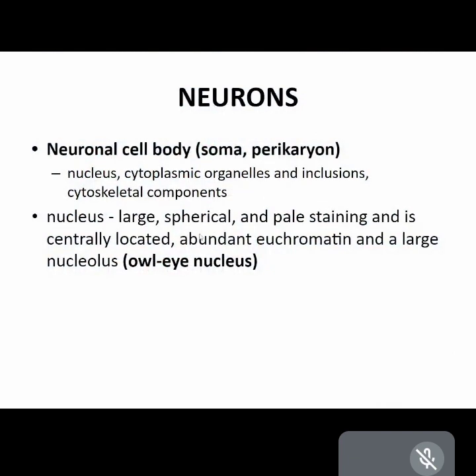Neurons, or the first one is the neuronal cell body. It contains the nucleus, cytoplasmic organelles, and inclusions, and the cytoskeletal components. It's also called the soma or the perikaryon. So the nucleus is large, spherical in shape, pale staining, and centrally located. They have abundant euchromatin and a large nucleolus, known as the owl eye nucleus.